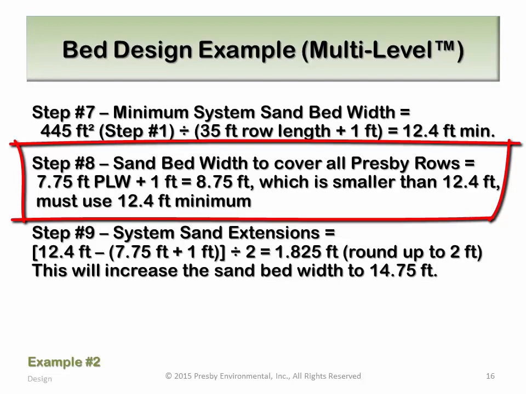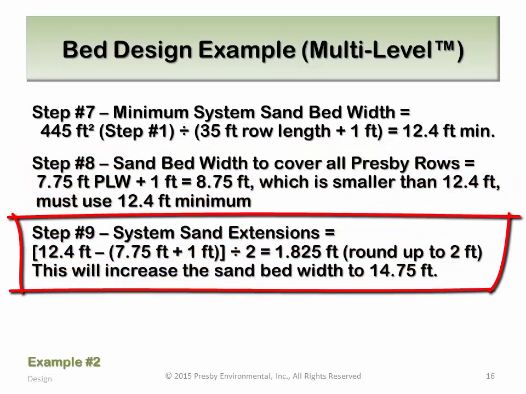In step 8, we need to calculate the sand bed width needed to cover all the Presby rows. Using the pipe layout width from Table D of 7.75 feet, we add 1 additional foot to provide 6 inches of system sand beyond the edges of the pipe. This provides a sand bed width of 8.75 feet needed to cover all the rows. This value is smaller than the sand bed width needed to provide enough area. So we have to use the larger 12.4 feet as our minimum sand bed width.